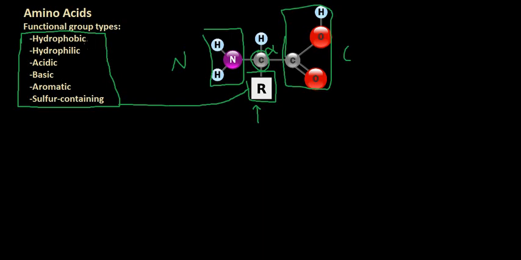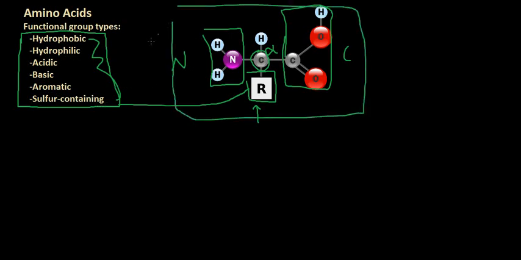Now, we will always be able to say that the functional group is one of these. We can say that the R group is hydrophobic. We can say that it's hydrophilic, acidic, basic, aromatic, sulfur containing. But we can't always say that the whole amino acid is going to be hydrophobic, hydrophilic, for example, because actually this whole molecule is going to be hydrophilic.